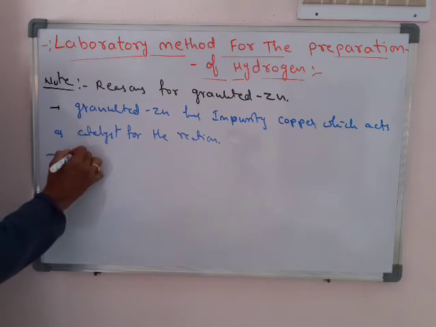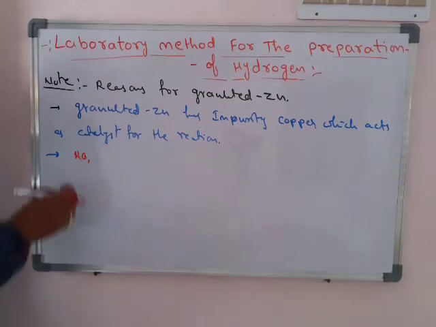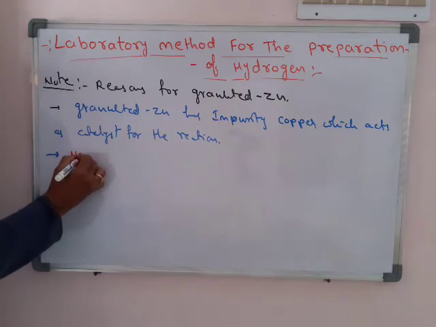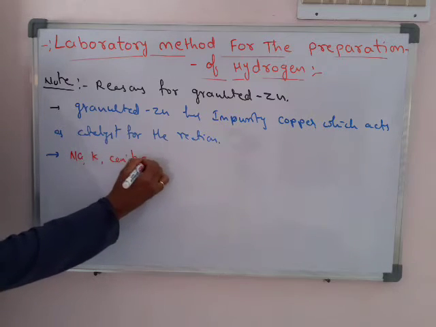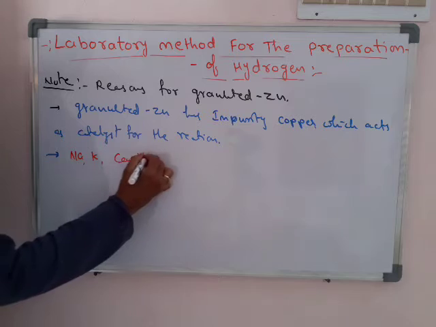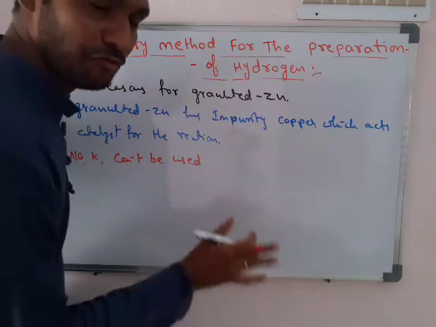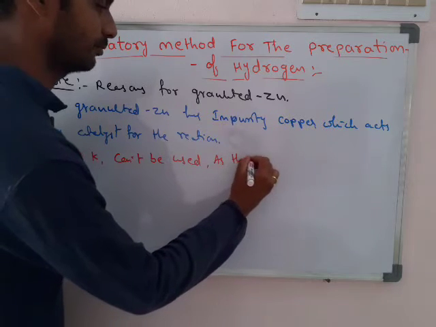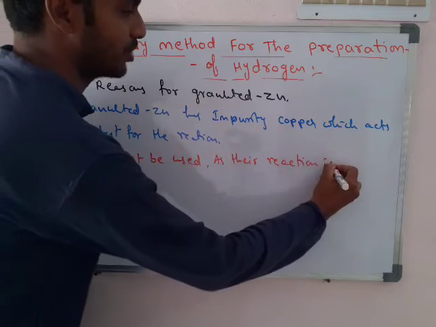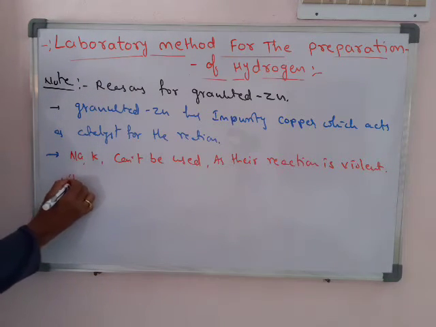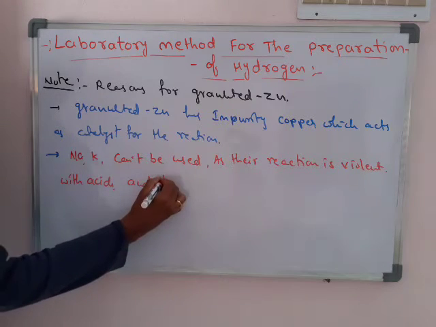So the sodium, potassium, so here we can take sodium, the potassium, so they cannot be used in the preparation of hydrogen in the laboratory, as their reaction is violent with acids, and they are expensive also.